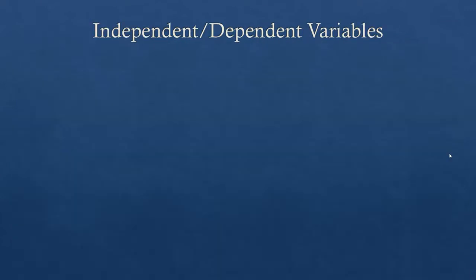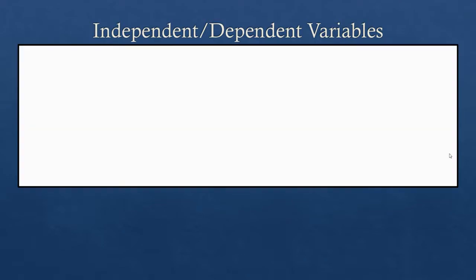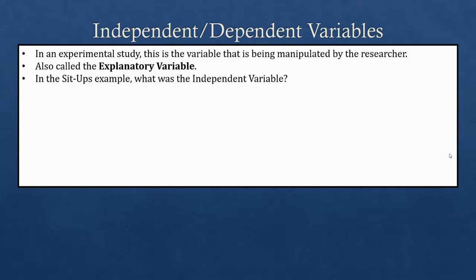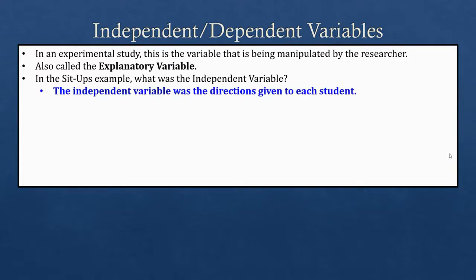So every experiment has inherent independent and dependent variables. You guys need to know what those are. So in an experimental study, the independent variable is the variable that is being manipulated by the researcher. It's also called the explanatory variable. So in the sit-ups example, we want to know what was the independent variable. If you think about what was manipulated by the researcher, that would have to be the instructions. So the independent variable were the directions given to each student.